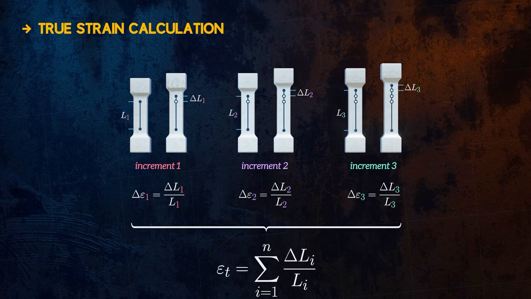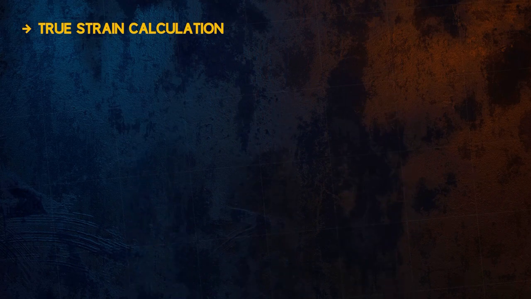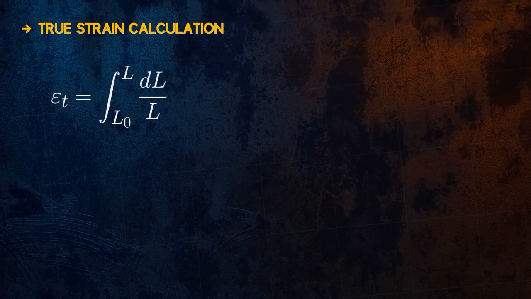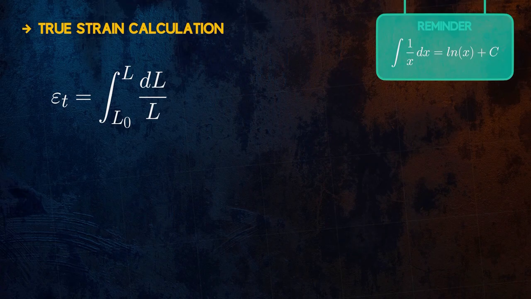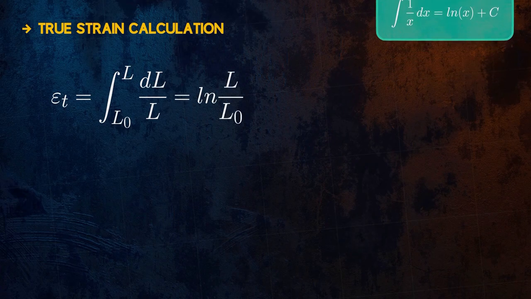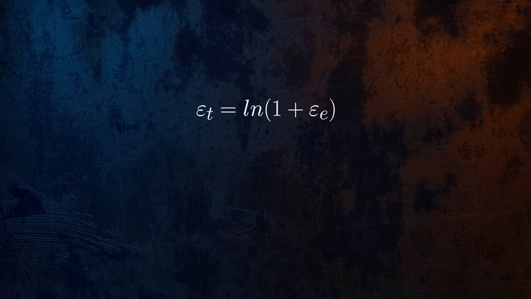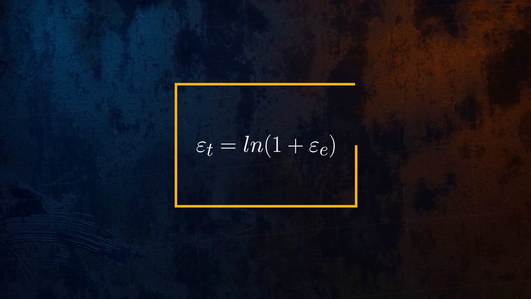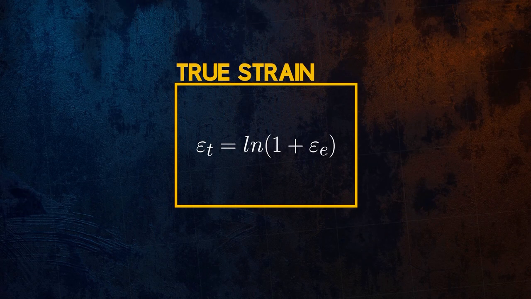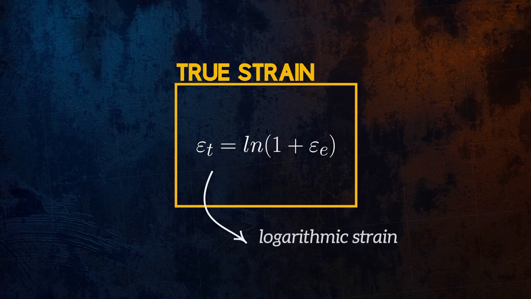Instead of doing this manually with large increment sizes, this approach can be defined mathematically using integration, like this. By remembering that the integral of 1 over x is ln of x plus c, we end up with this equation, which can be rearranged to be a function of the engineering strain. Because of the form of this equation, true strain is also known as logarithmic strain, or natural strain.